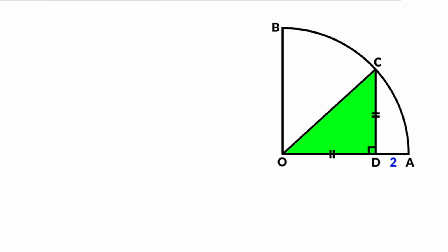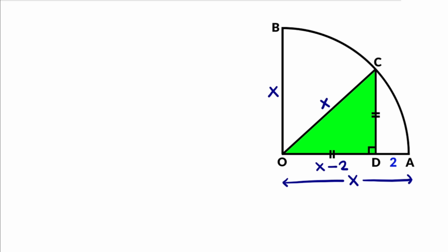Let's begin by calling the radius of the quarter circle x. Since O is the center, both OC and OA are radii, so each of those lengths is exactly x. Now look at the bottom radius. The entire segment OA is x, but the small piece AD is 2. So the remaining piece OD must be x minus 2.